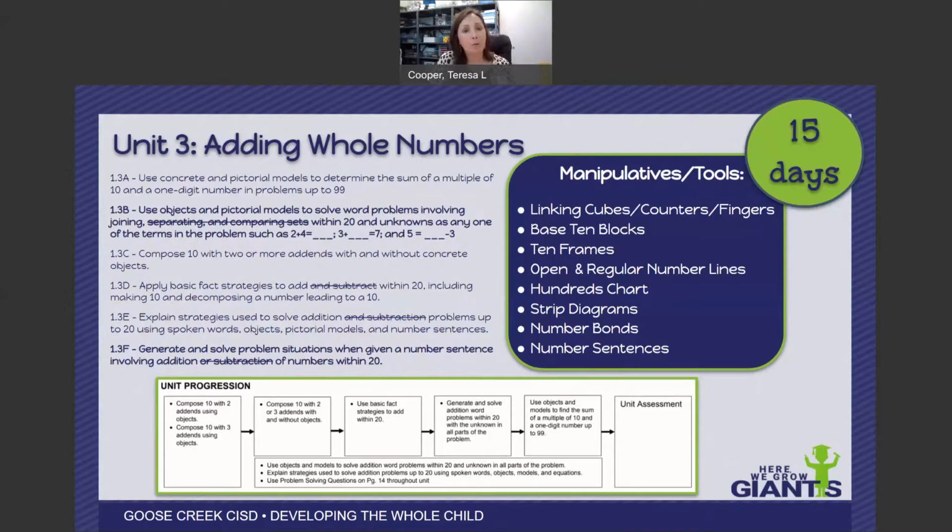The tools that we're going to use for this unit: linking cubes, all sorts of counters, fingers, because we have a built-in set of 10, and we'll talk about that as well. Base 10 blocks, 10 frames, open and regular number lines, hundreds charts, strip diagrams, number bonds, and number sentences. So let's start breaking this down.